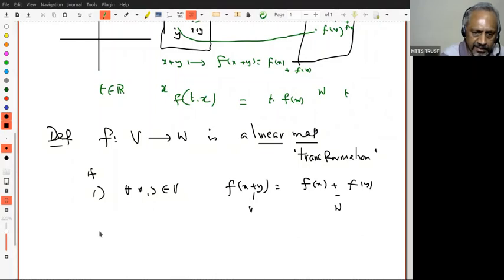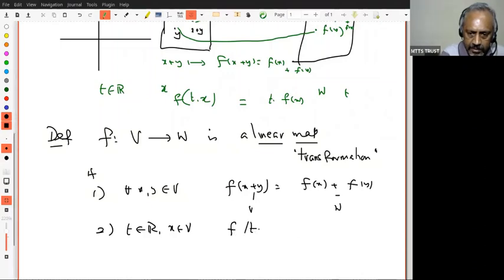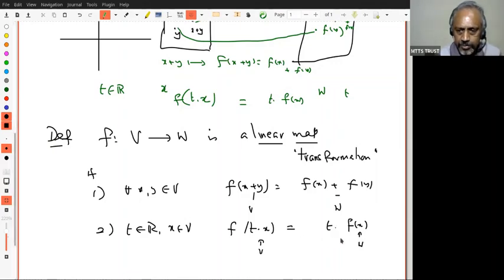And the second condition is for t in R and x in V, let us look at f of t dot x. This is a vector in V and therefore f of that will be a vector in W. Let us look at f(x), that's a vector in W and therefore I can scalar multiply by this t. Then these should be the same.